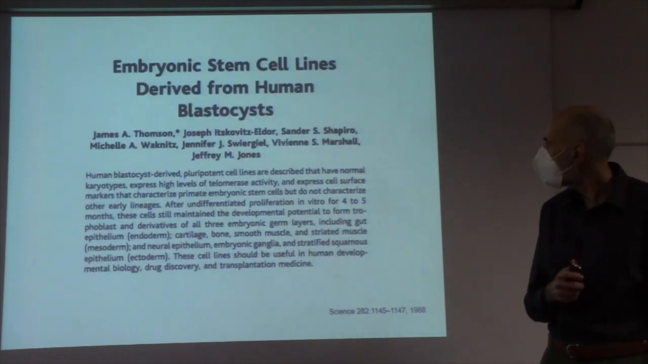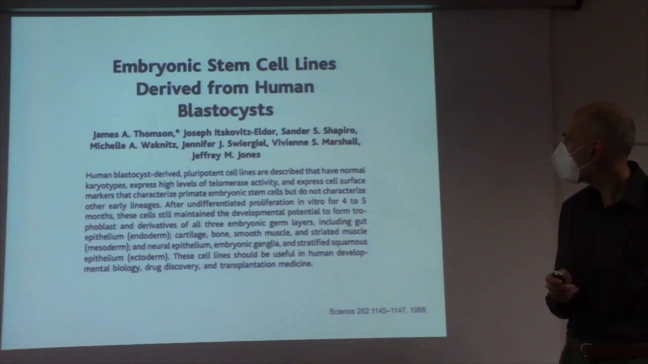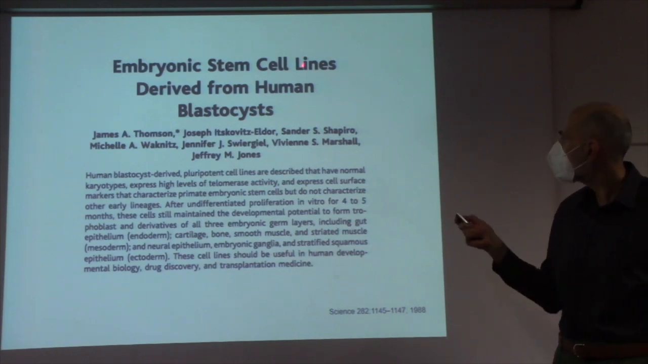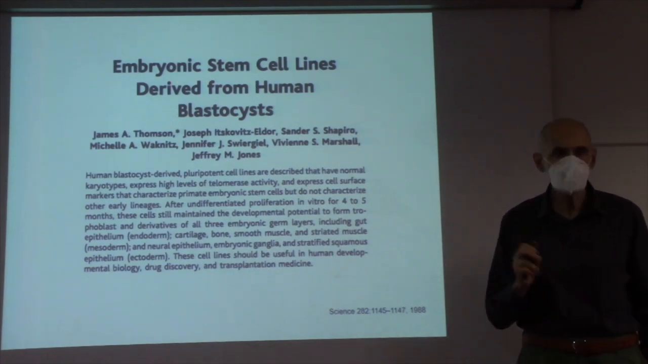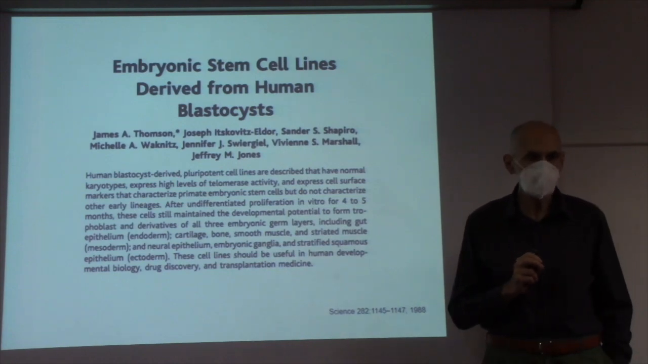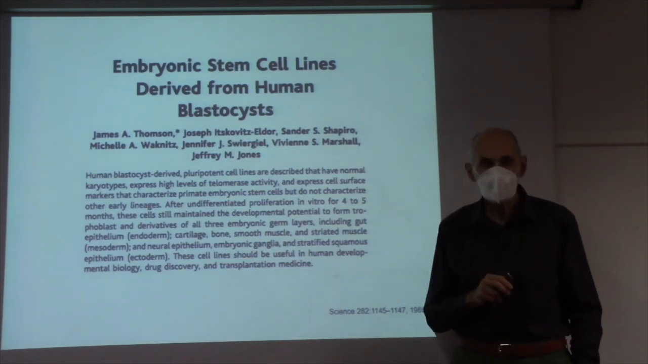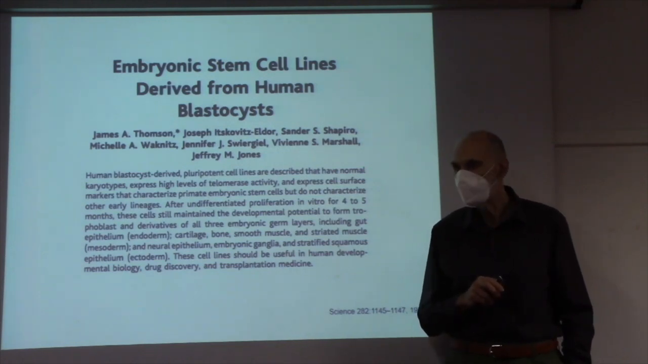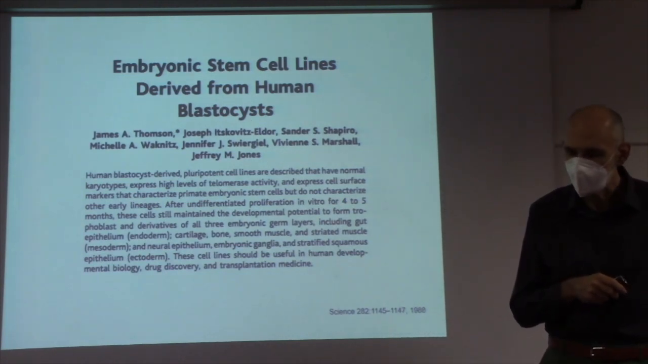Let's see. First of all, this paper here, in 1988, described a new way, a method to keep in culture stem cell lines derived from human blastocysts. So, for the first time, we could keep in culture human embryo stem cells in a defined way. Now, that gave the opportunity to study very early embryo development, as well as try to use those cells for studies in development and eventually even in regenerative medicine.